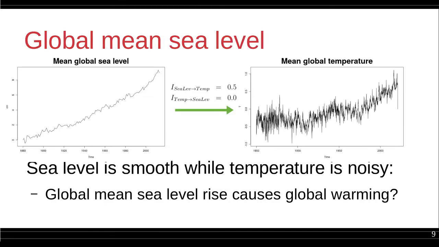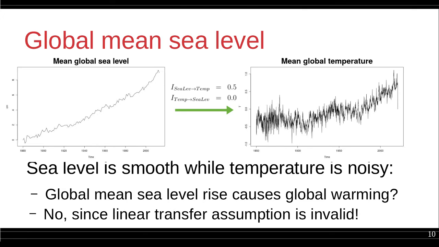Next. In this example we study the information flow between global mean sea level, on the left, and the mean global temperature, on the right. The datasets share a strong common signal, they both increase in time. The mean sea level has less noise than the global temperature, and so the Liang method estimates that information is flowing from the sea level to the global temperature. According to the method, the global mean sea level is causing global warming, which is not correct.